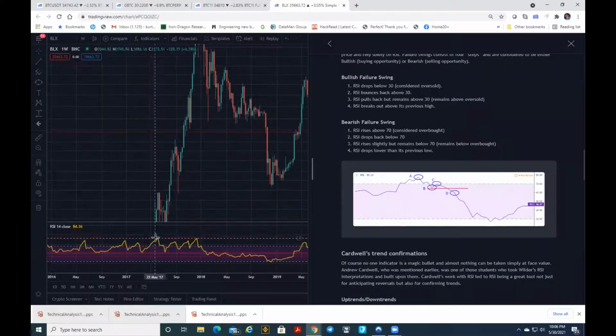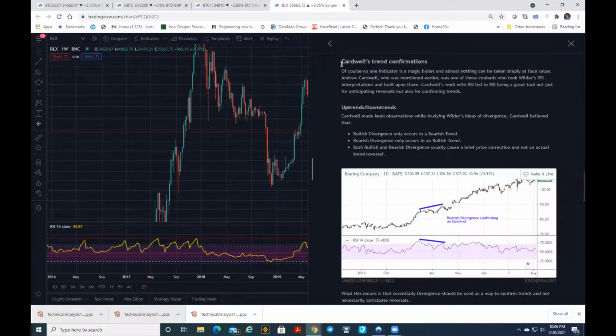So I would expect that maybe for the top of the next bull run, I think that looking for a hidden bullish divergence or hidden bearish divergence might call the top. So it just goes in to explain a little bit more about Cardwell's trend confirmation.